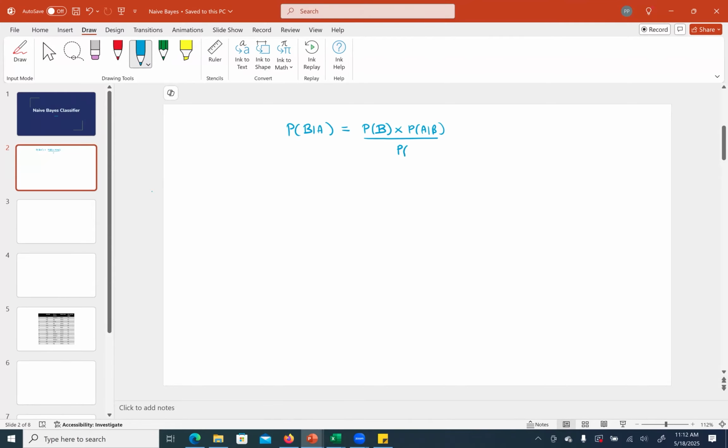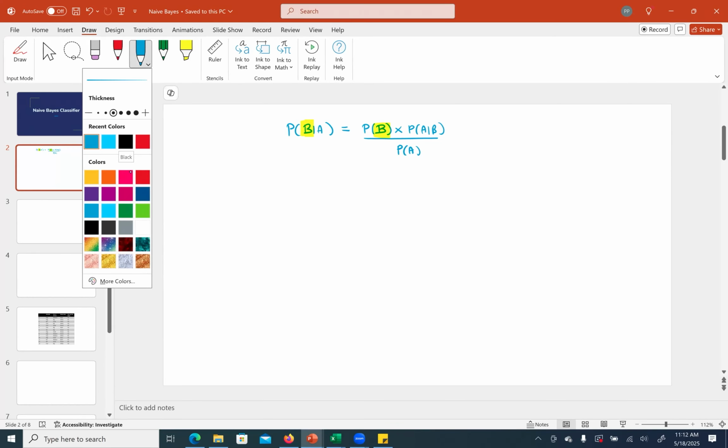Yeah, like I said at that time, always remember it like this: if the B is here, the B is going to be at the start as well, right? You can make your own theory around this. But probability of B given A is equal to probability of B multiplied by probability of A given B, divided by probability of A.